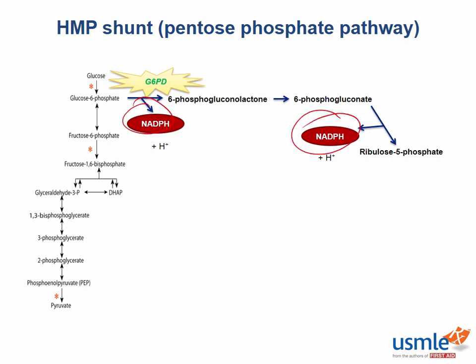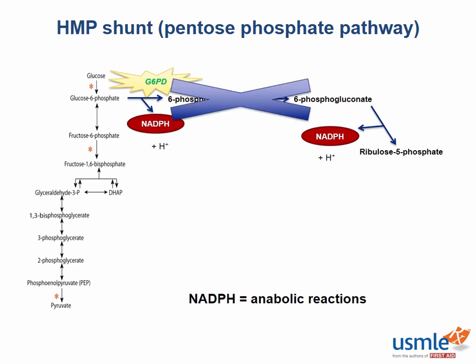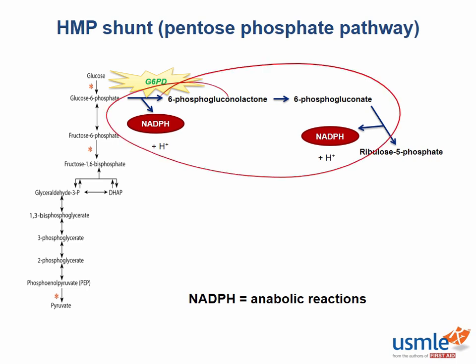Do you guys remember what NADPH is used for in the body? NADPH can be used in reductive and anabolic reactions such as glutathione reduction in red blood cells, as well as cholesterol synthesis in the liver. If the cell already has plenty of NADPH, this pathway will actually be shut down since NADPH inhibits the rate-limiting step, which is G6PD.